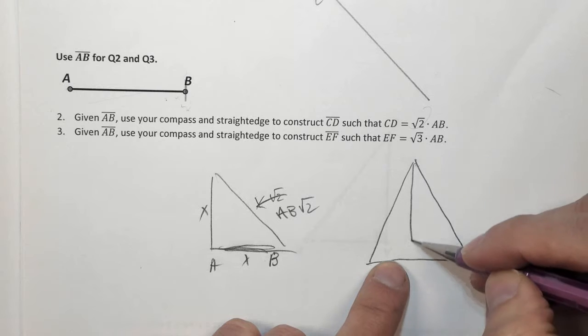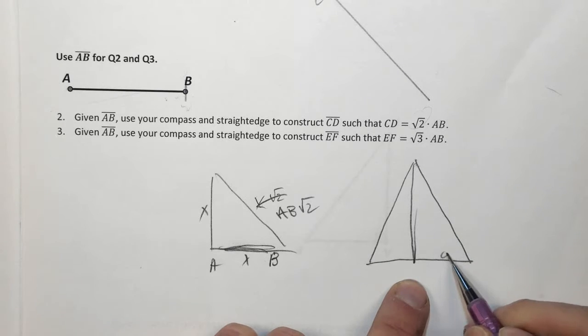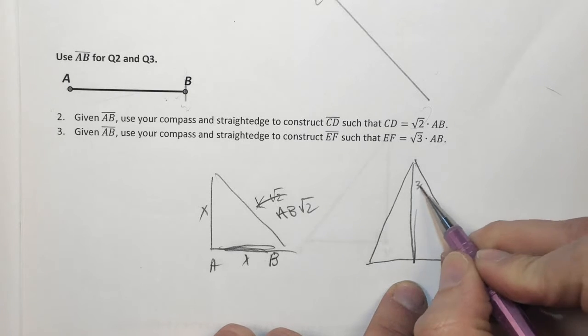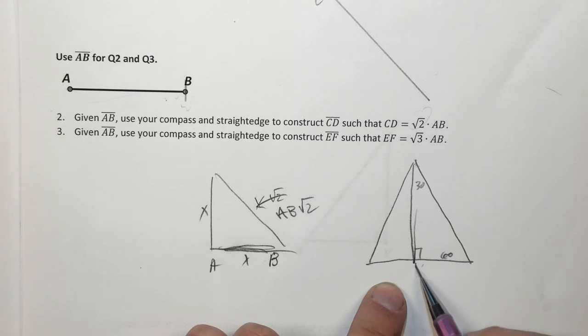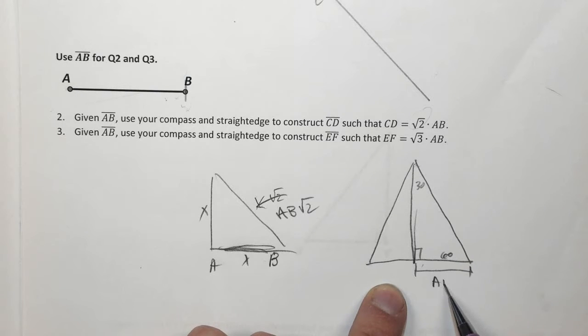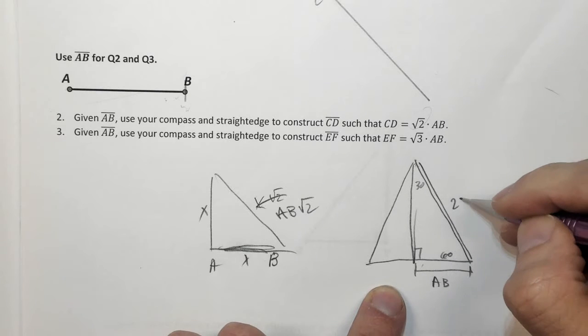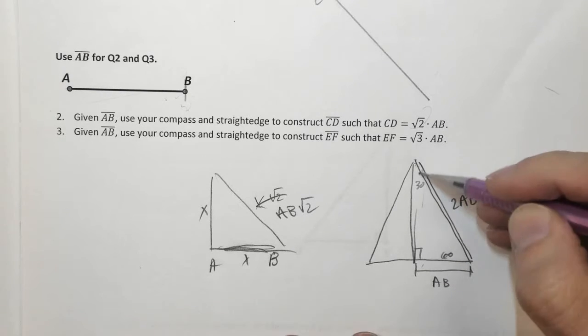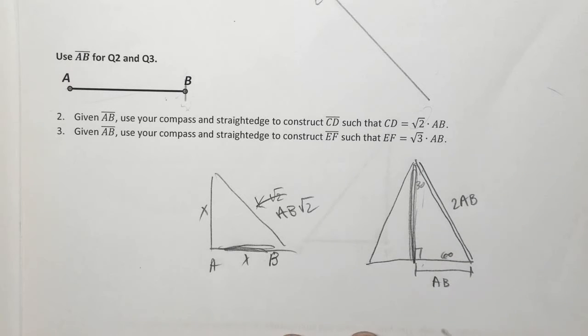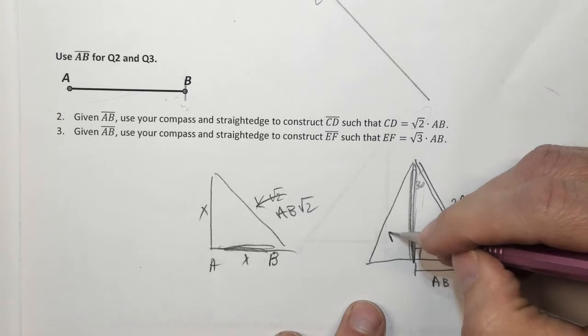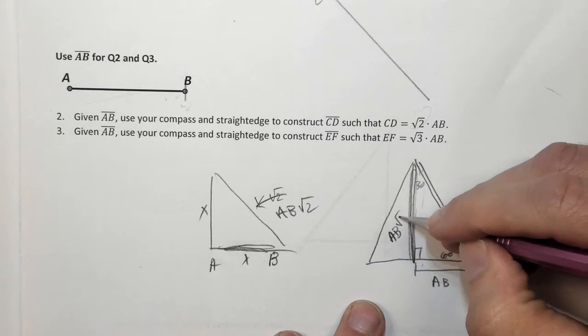So if I cut this thing in half, here's my 30, 60, 90 right triangle, 60, my 30, here's my right angle. If this piece right here is AB, this part will be 2 times AB, and the one that I actually want is the length of the height, which is AB times the square root of 3.